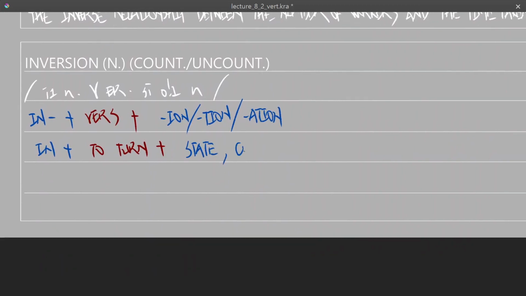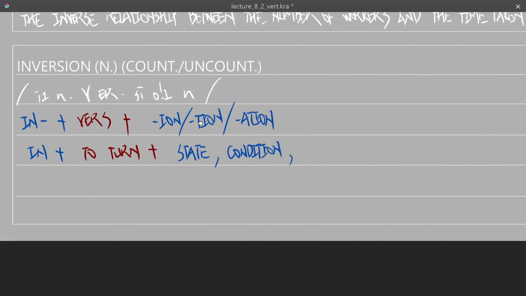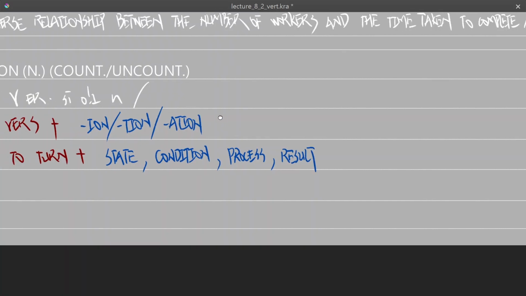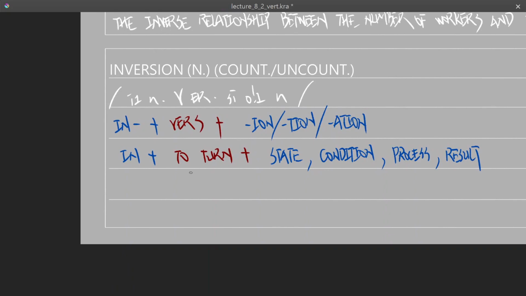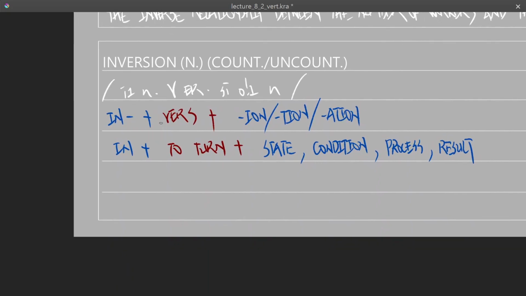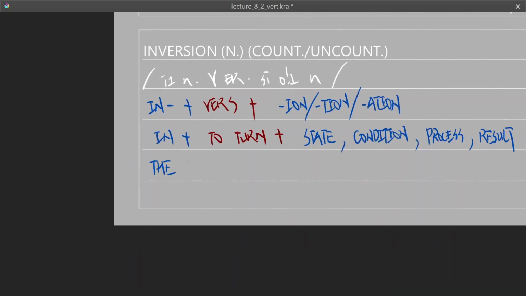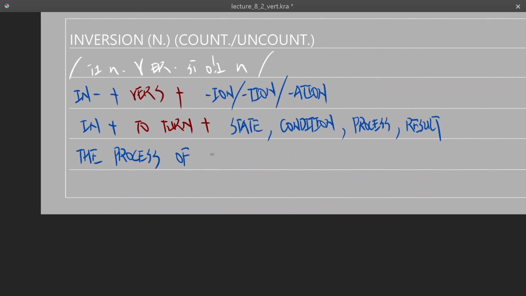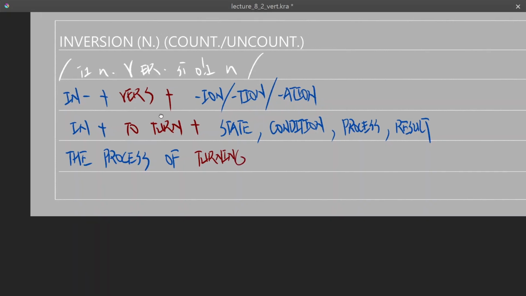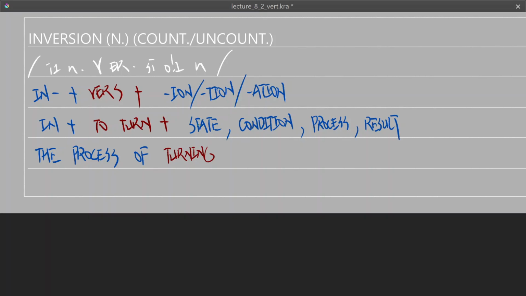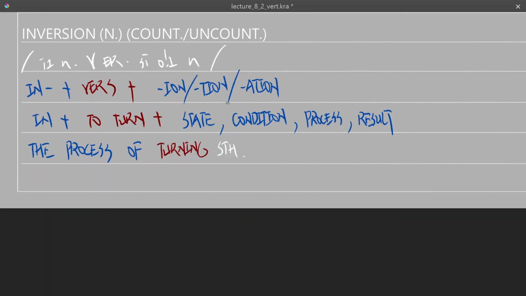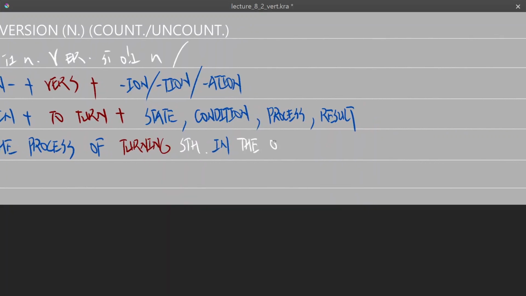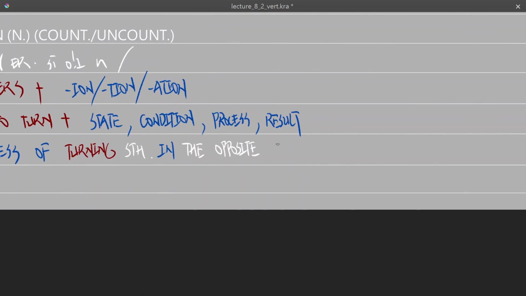State, condition, process, result. So inversion literally means the process of turning something in the opposite direction.